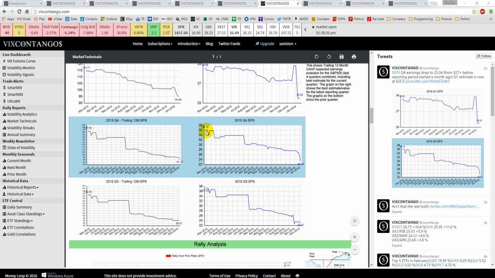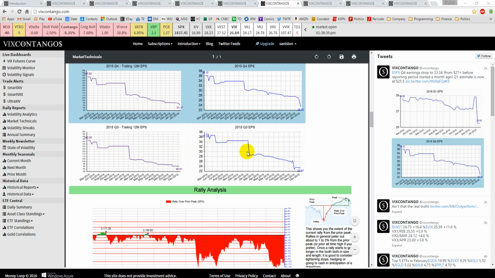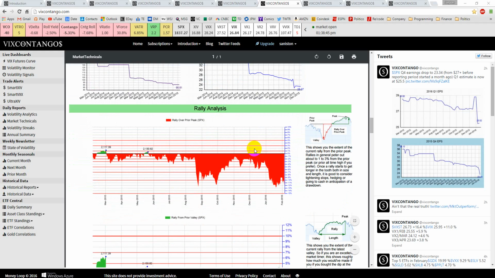So in this case, the quarterly earnings were expected to be 36 at the very beginning in March 2014, and they have been declining slowly over time until they hit now 23. And then we get to see the prior quarter trailing 12-month EPS and quarterly EPS as well.